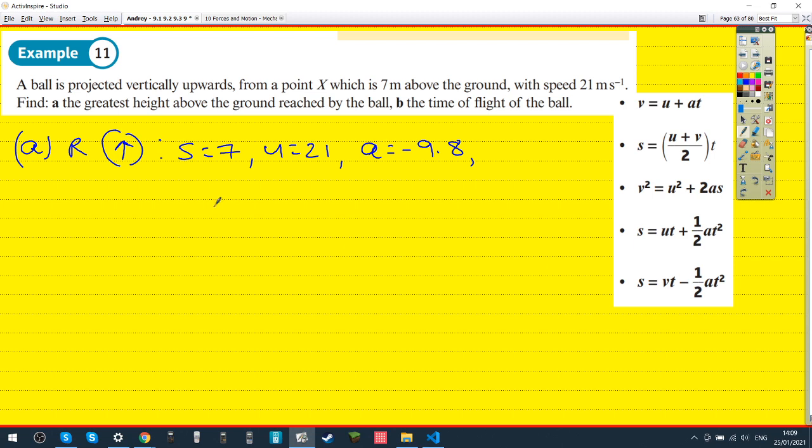So I can either now have V or T to add in. What is V? Is V 21? No, hang on. S is S because we're trying to find S. Yeah. What is V?